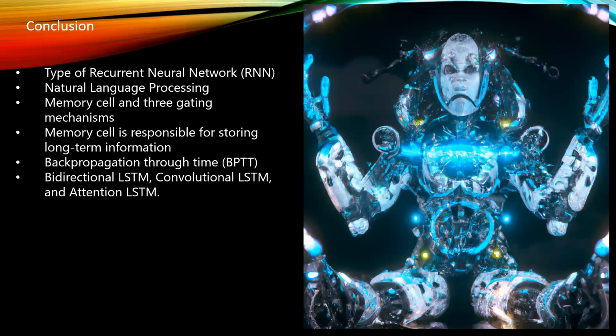Sixth, LSTM networks are trained using backpropagation through time, or BPTT. They can be trained using various optimization algorithms such as stochastic gradient descent and ADAM optimization. Last point, LSTM networks have various extensions and variants such as bidirectional LSTM, convolutional LSTM, and attention LSTM.